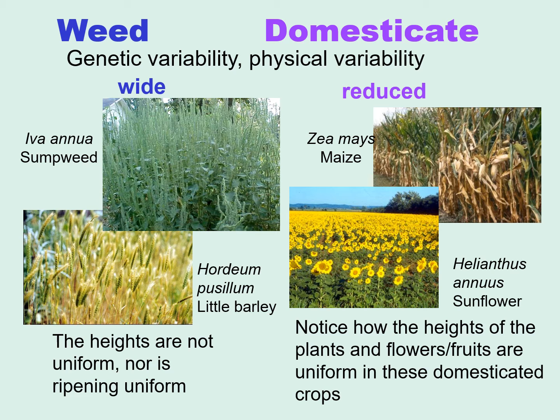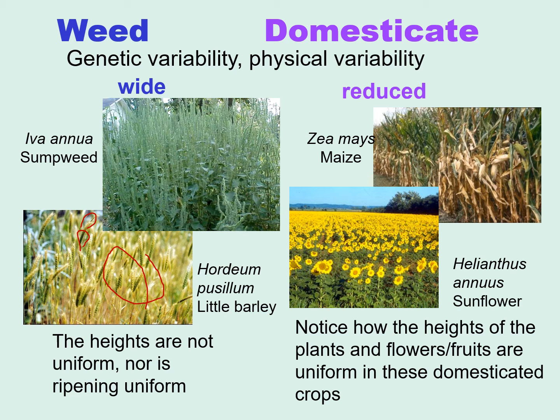Weeds also tend to have high genetic variability, which translates also into high physical variability, whereas domesticates usually have reduced genetic variability and therefore reduced physical variability. So for example, on the left, you can see two current weedy plants at different heights. In the hordeum down here, you can see different ripening. Some are still green. The tips are ripe already.